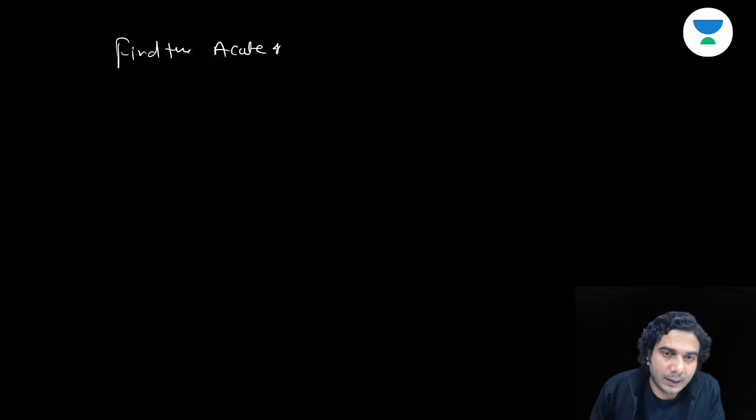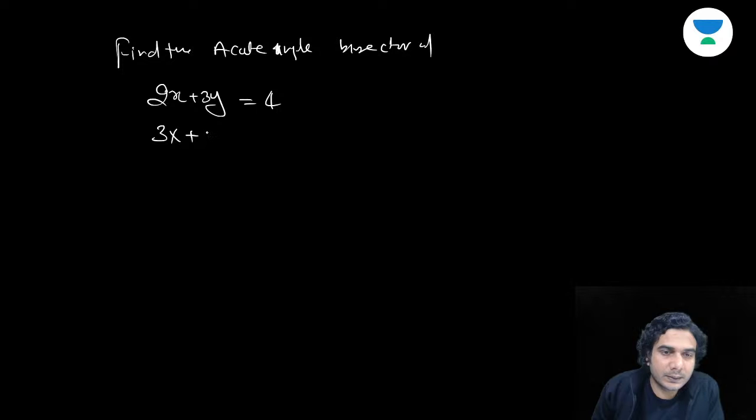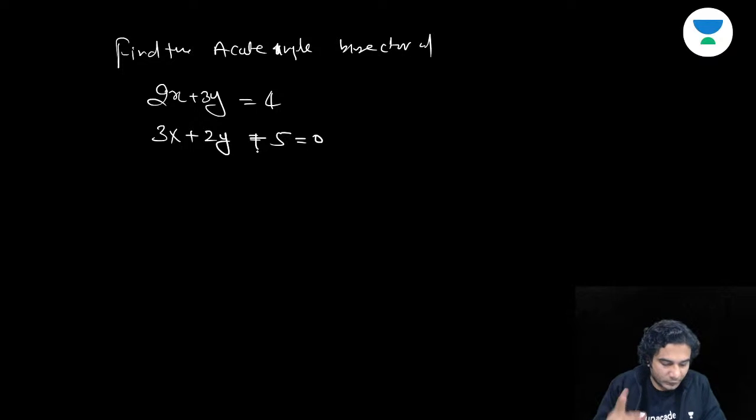All right, so now let's do one example. Find the acute angle bisector of 2x plus 3y minus 4 is equal to 0 and 3x plus 2y plus 5 is equal to 0. Try this one.